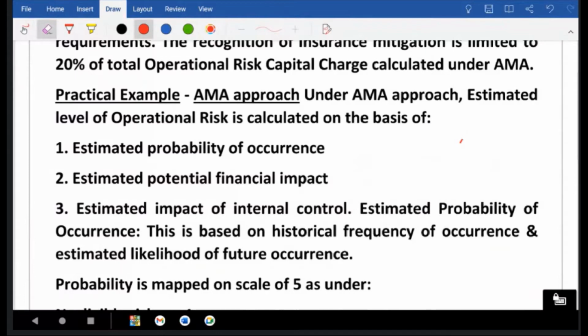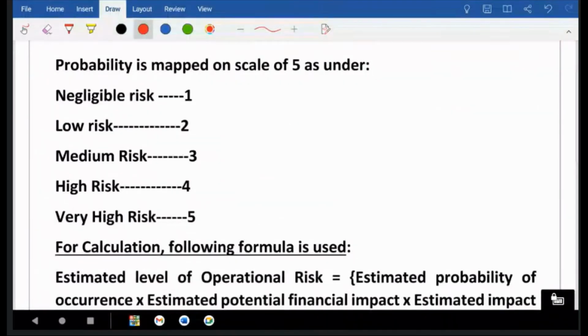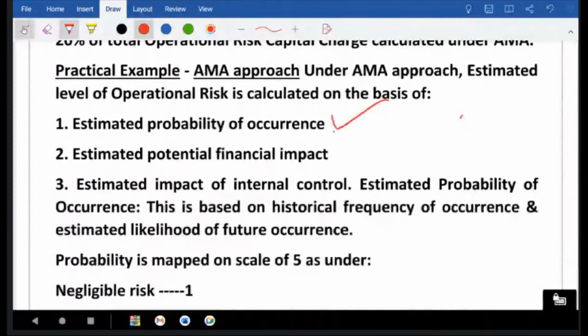Now what is this probability? It is something different, because we are taking AMA. This probability is mapped on a scale of 1 to 5. 1 means negligible risk, 2 means low risk, 3 means medium risk, 4 means high risk, and 5 means very high risk. For the calculation, the following formula will be used: you multiply all three values. The three values are estimated probability, estimated potential financial impact, and estimated impact of internal control. You will multiply all three. I'll show you here.